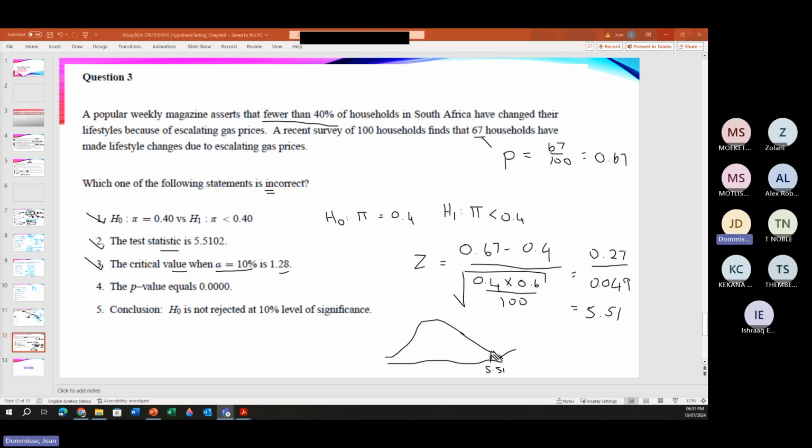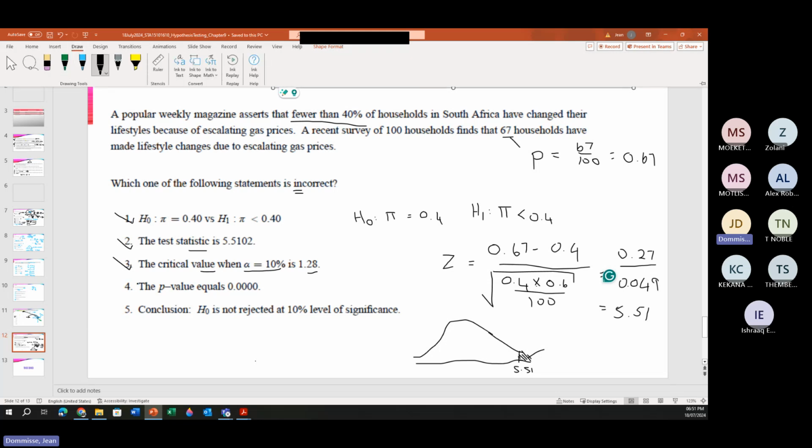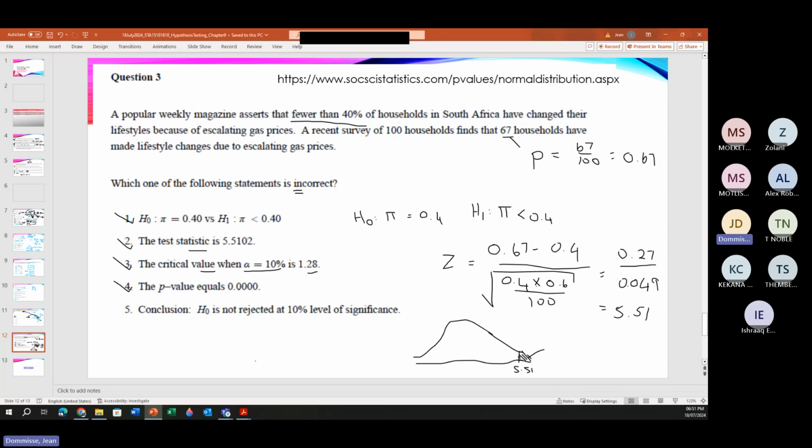It's now nicely in the chat, so I will delete the previous one. And there it is for you if you want to go and check it out. Okay, so the p-value is very small. So that is also correct because it is really 0.000. Then they say conclusion, the null hypothesis is not rejected at the 10% level.